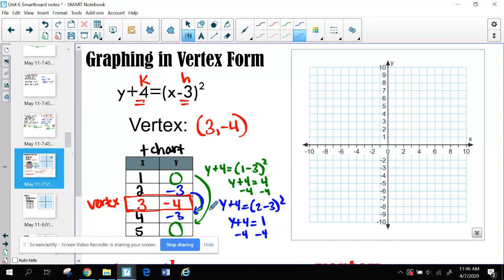I have 5 points, so I can go ahead and graph it. So I have a point at 1, 0, 2, -3, 3, -4, 4, -3, and 5, 0. I do not need to draw in the axis of symmetry when it's in vertex form. You can if you want. You could put in your axis of symmetry, but you do not have to.